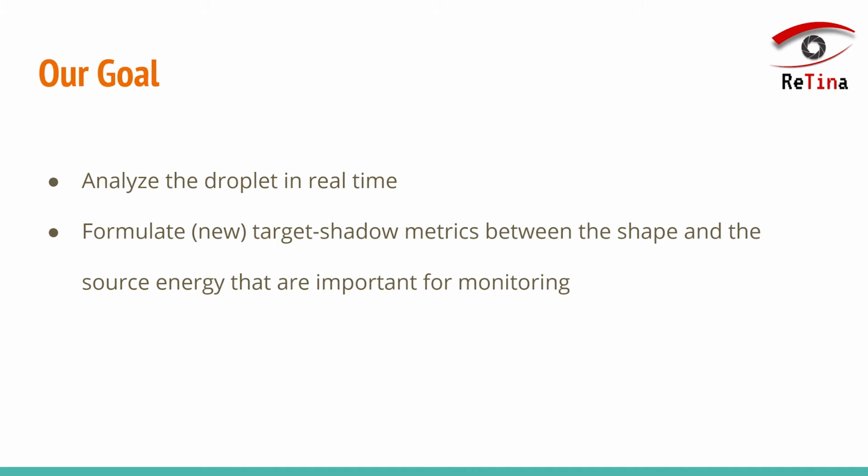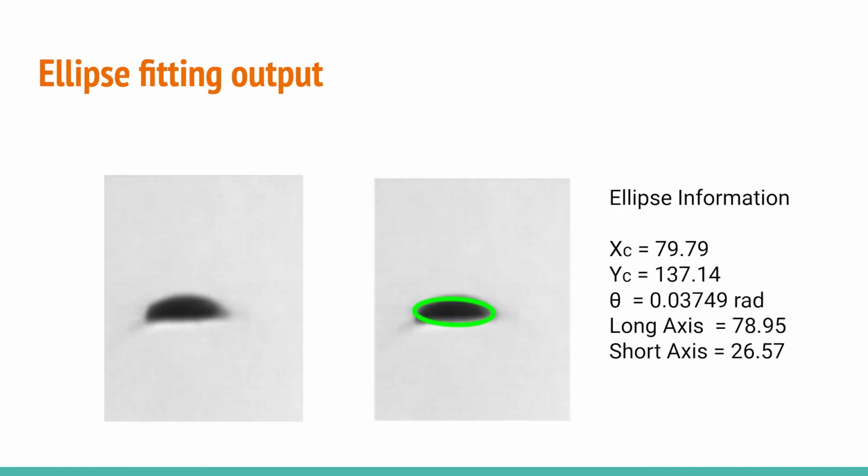Also, another goal of our project is to formulate a target shadow metric between the shape and the source energy. It basically means we need to find what is important and what are the most decisive factors that affect the energy output. One method to analyze the thin droplet images is through ellipse fitting.